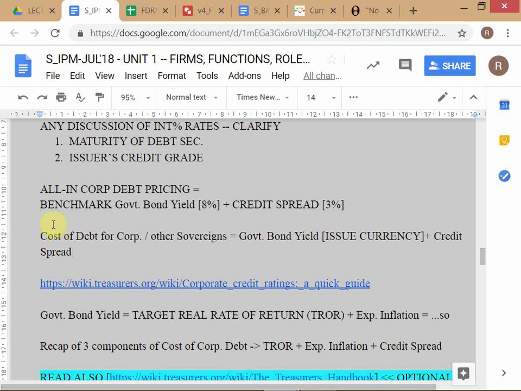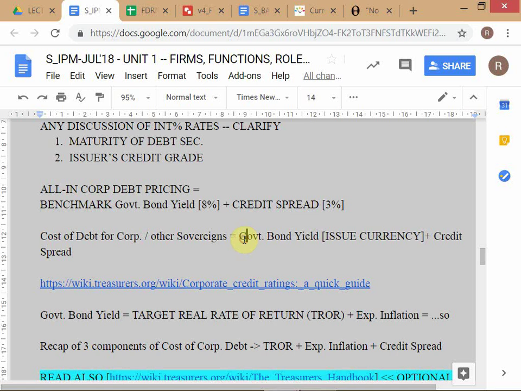This can also be the cost of debt for other sovereigns. For instance, if you have the Kingdom of Denmark issuing bonds in US dollars, they will also be priced in the same way. If you are issuing US dollar debt, you are going to be using the US sovereign as the benchmark. If you are issuing debt in yen, then the Japanese government bonds will be used as benchmarks.